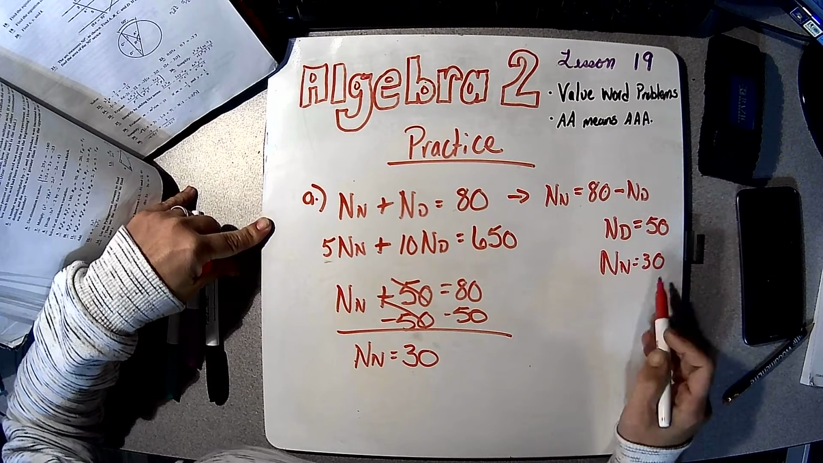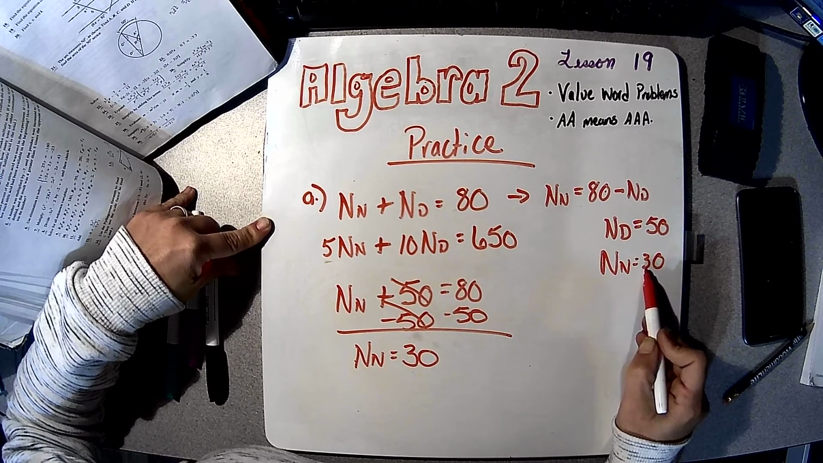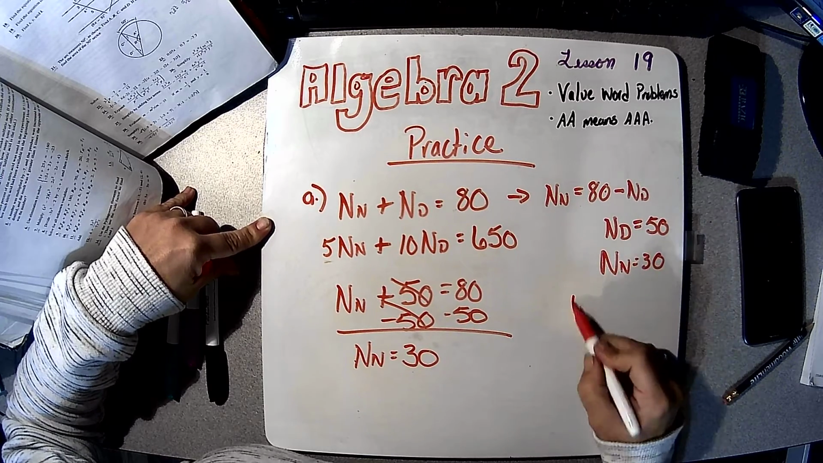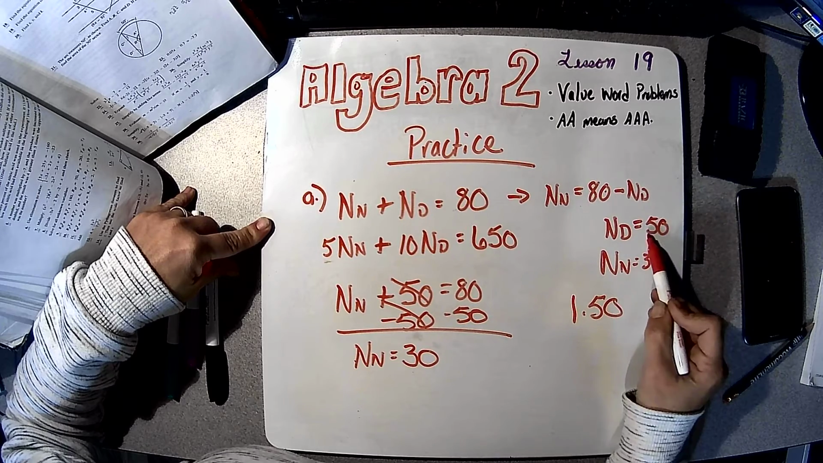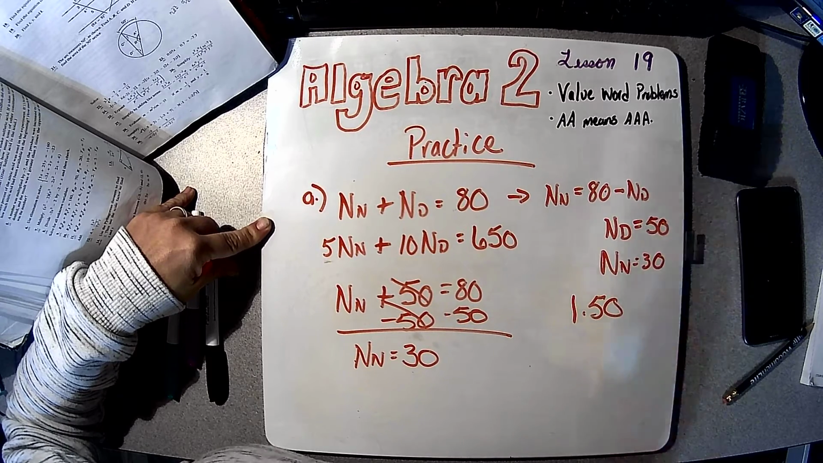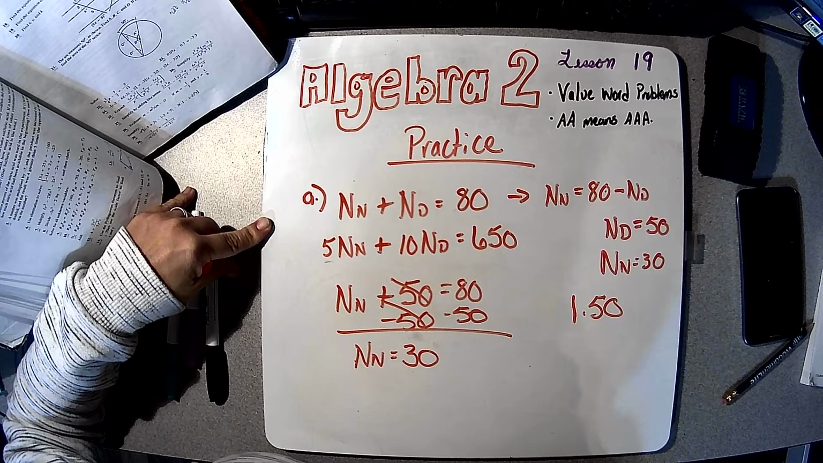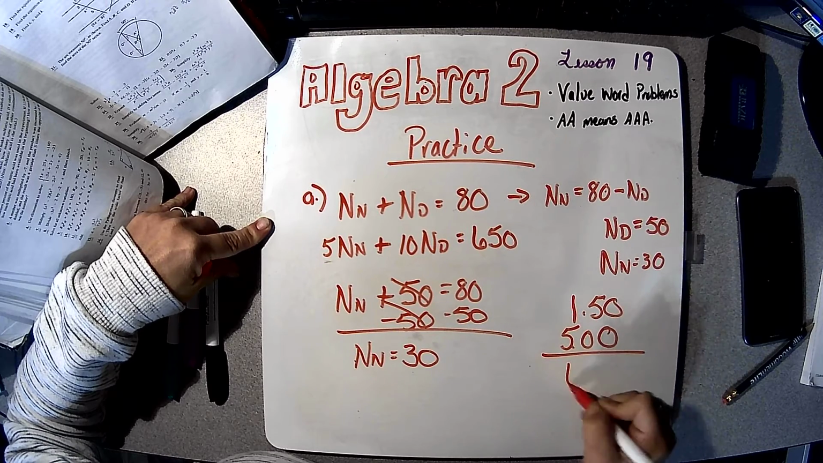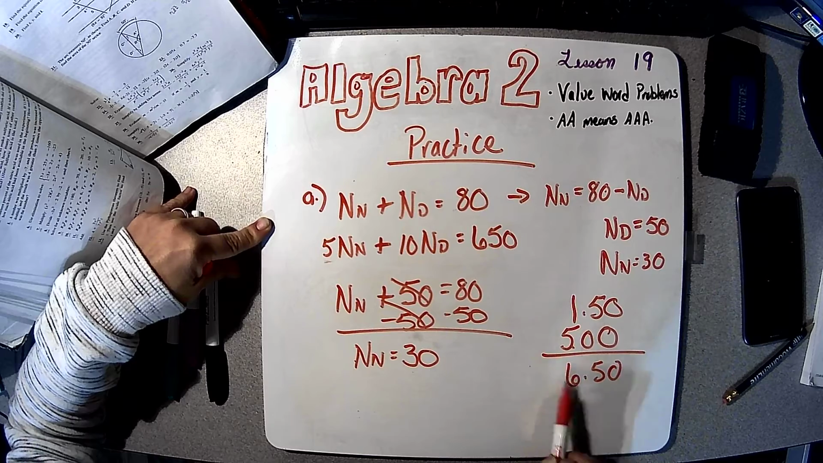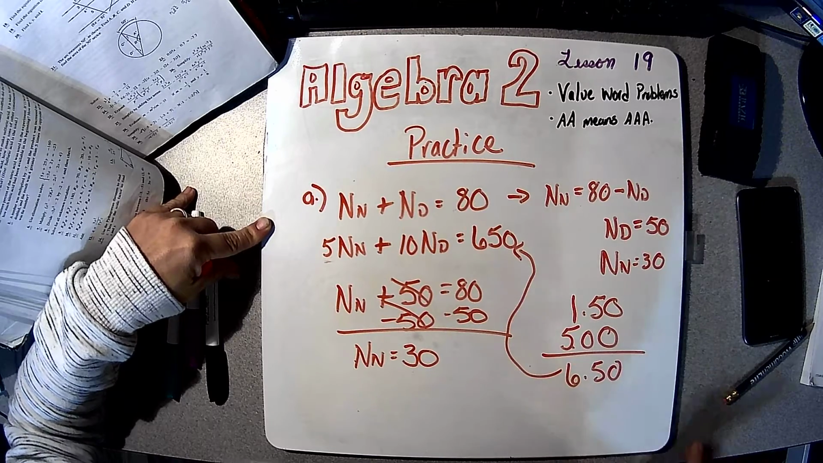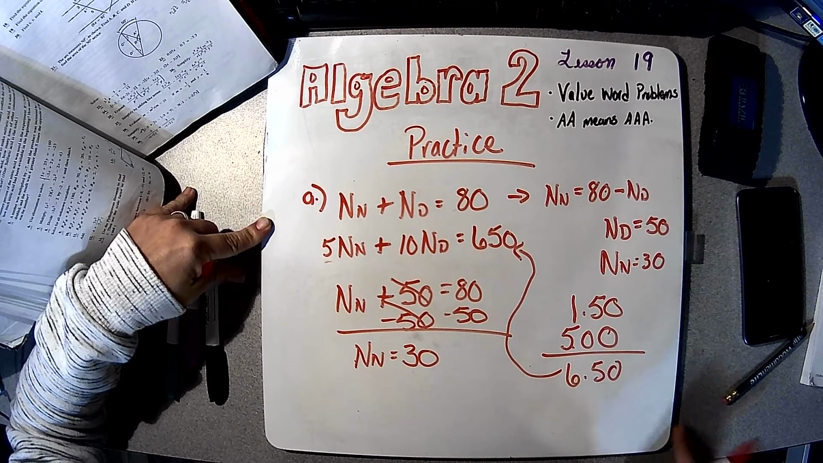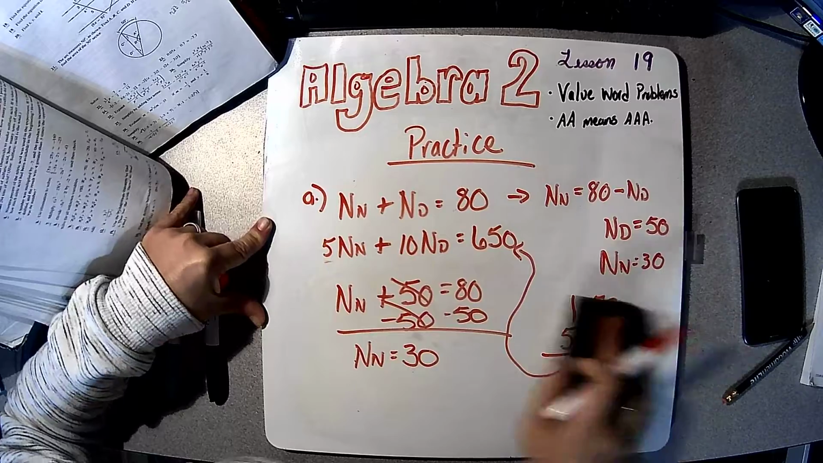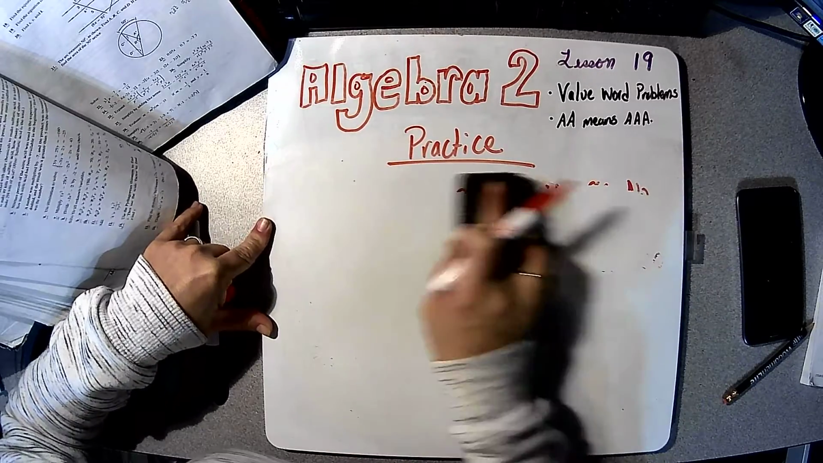And I can prove that this is right by saying 30 times 5 would be $1.50. And then 50 times 10 cents each would be $5. And I'm going to add them together, and I'm going to get $6.50, which is what they said in the original problem. Okay? All right, now we'll do B.